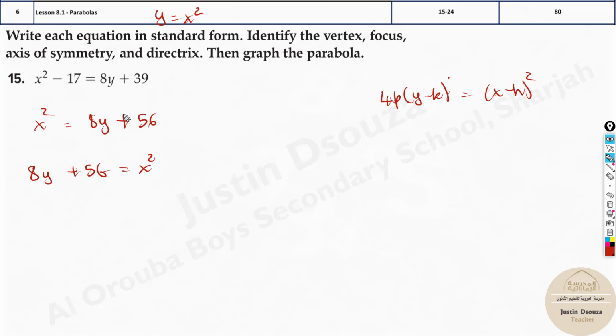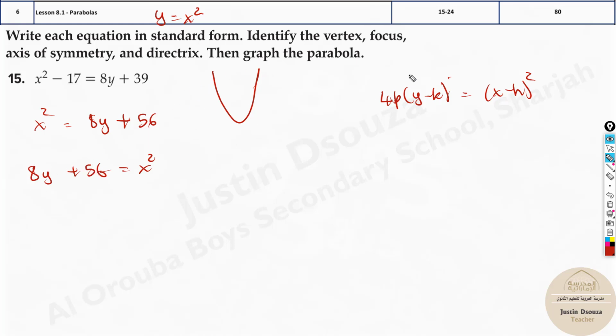Isn't x squared equal to this? I'm just rearranging and writing. You can continue like this itself, that's also fine. I'll just write this first. So now y is equal to x squared. Now when I look at it, I can easily understand that this is something like this, and this is all positive, so I know it's opening upwards.